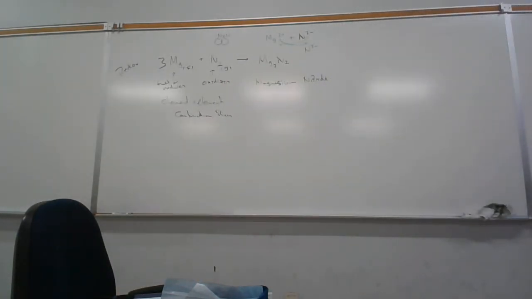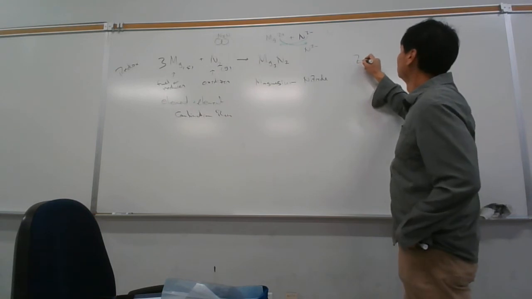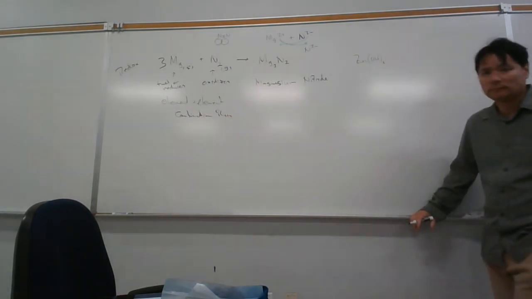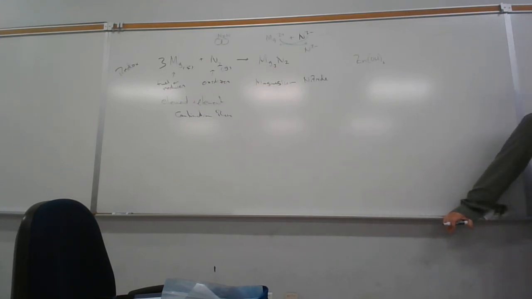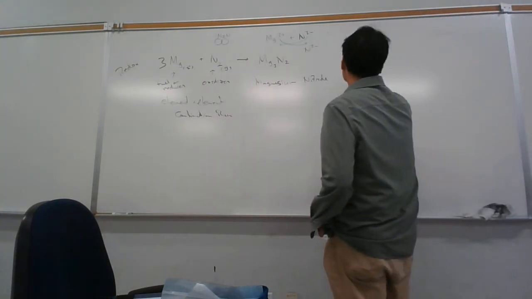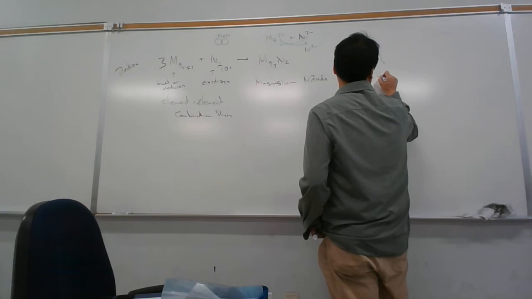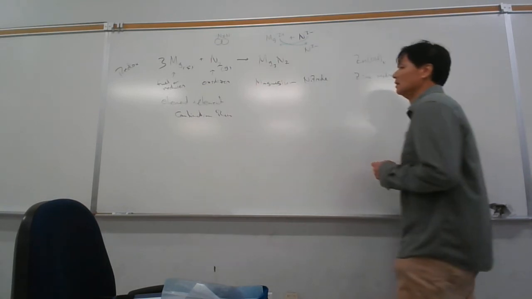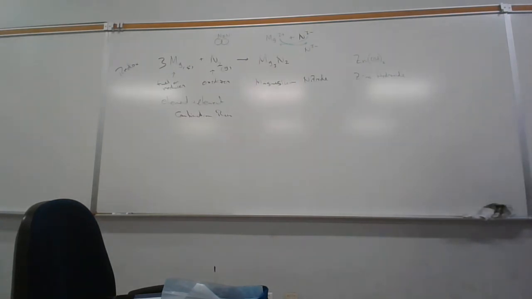So let's take a look at the next reaction here, which is this, Zn(OH)2. What's Zn(OH)2 called? Zn(OH)2, zinc hydroxide. This is zinc hydroxide. Zinc, you should recognize zinc. What's special about zinc?